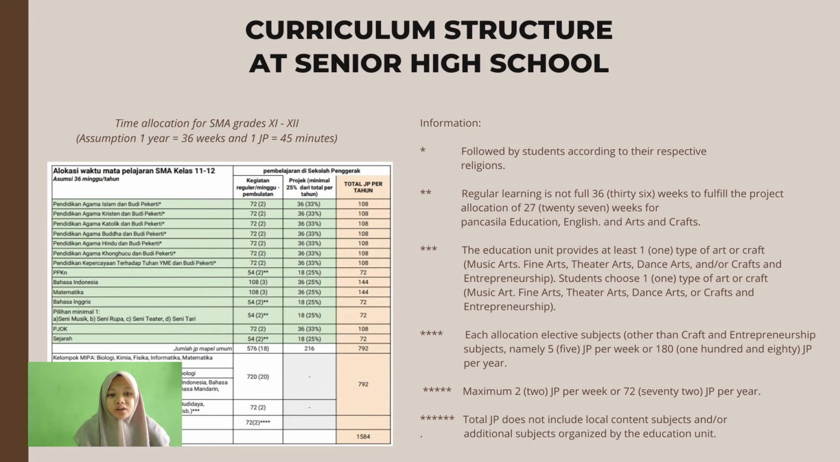curriculum structure at senior high school, grades 11 and 12. Okay, maybe everyone can see in the picture in this slide about time allocation for senior high school grades 11, 12. In this slide, it is explained about information curriculum structure at senior high school grades 11 and 12. There are 6 informations.